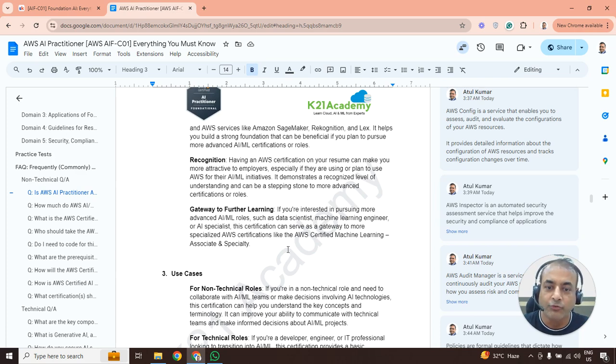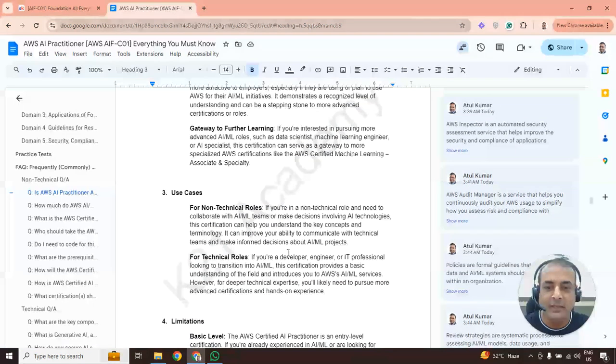Now, what are the practical use cases? If you're a non-technical person, it will help with roles that involve AI, machine learning, or collaboration with those teams. It will help with how you communicate and talk with those teams. If you're a technical person, whether you're a developer, IT professional, DevOps, security professional, architect, or solution architect, or like me, who started my career as a database administrator, then knowledge of AI and machine learning will definitely be helpful as well.